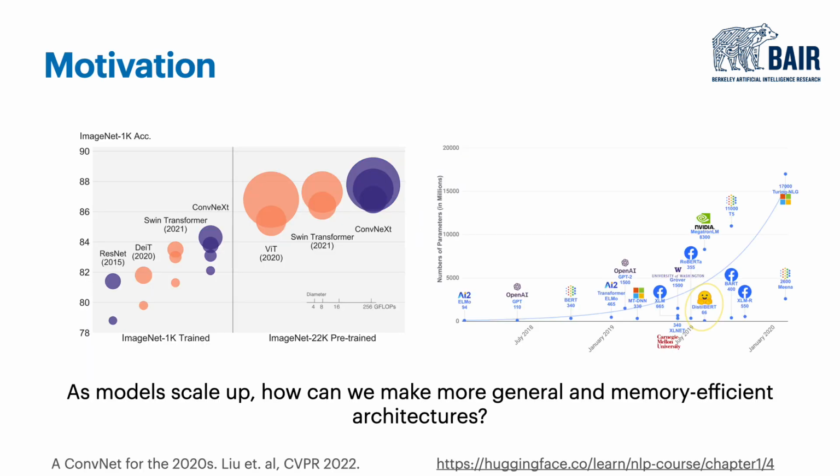Our motivation is based on the recent dominant trend in machine learning of creating larger models for easy performance boosts, as this greatly amplifies the impact of small speedups and efficient implementations. So as models scale up, how can we make more general and memory-efficient architectures?